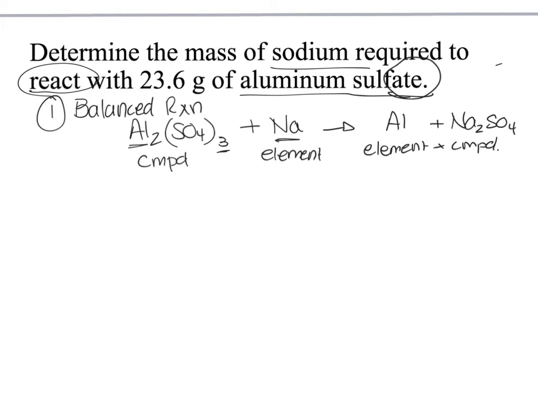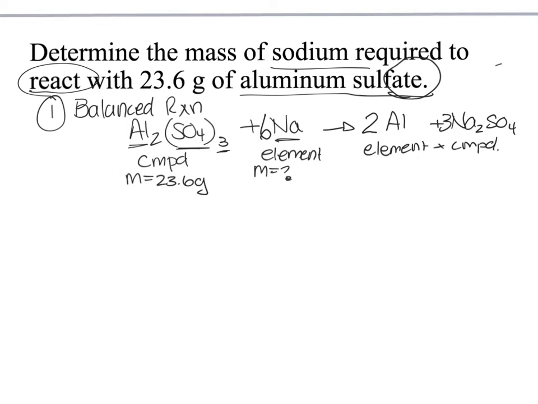So the best thing to do is kind of start with things that are uncommon. So in this case, like the SO4 molecules, there's 3 of them, so I'd put a 3 in front of here. Now there's 6 sodiums, so I'm going to put a 6 in front of sodium. There is 2 aluminum, so I'm going to put a 2 in front of here, and now everything should be balanced. And then it tells us to figure out the mass of sodium, so we have to figure out the mass of this, required to react with the mass of 23.6 grams of this.